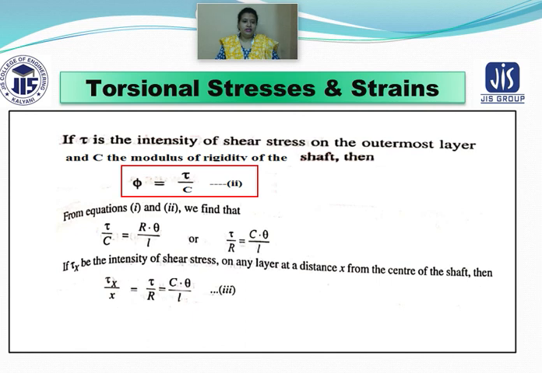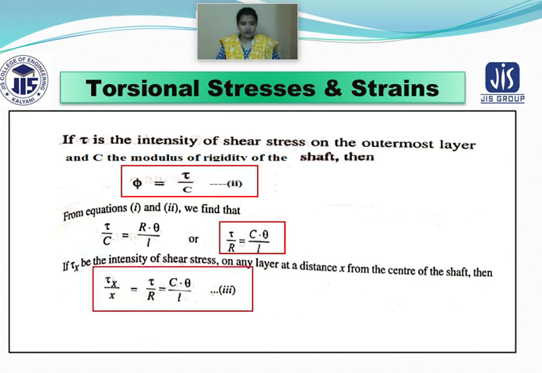Next, from equations 1 and 2, if you solve, you get tau by C is equal to r theta by L, or you can write tau by r, also known as C theta by L, or tau by r is equal to G theta by L. So if you want the shear stress in the x direction, that is the intensity of the shear stress on any layer at a distance of x from the center of the shaft, then tau x by x, which is also represented by tau by r, is equal to G theta by L.